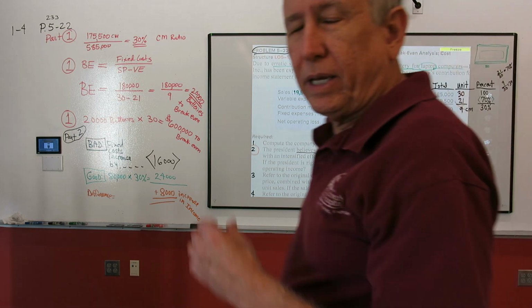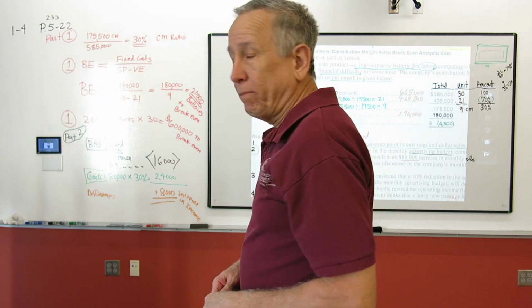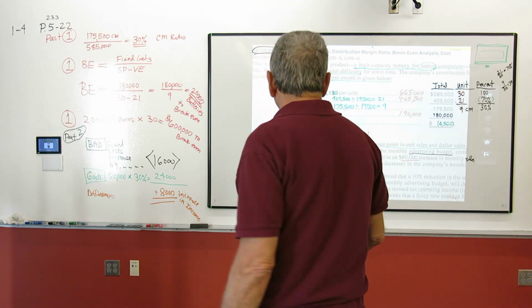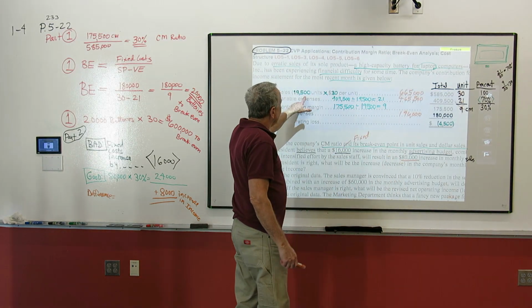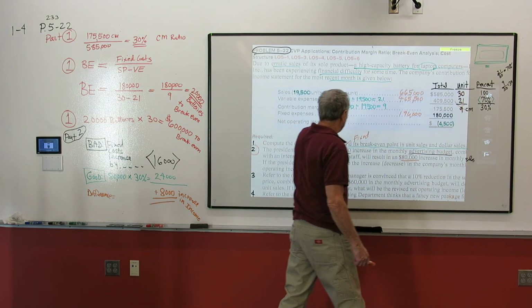All right, this camera powered down, I don't know why, in the middle of my lecture. But I'm trying to pick it up right where I left off. I was saying 19,500 times 30 is going to be $585,000.